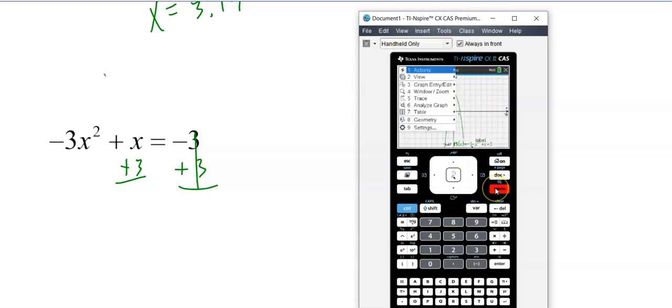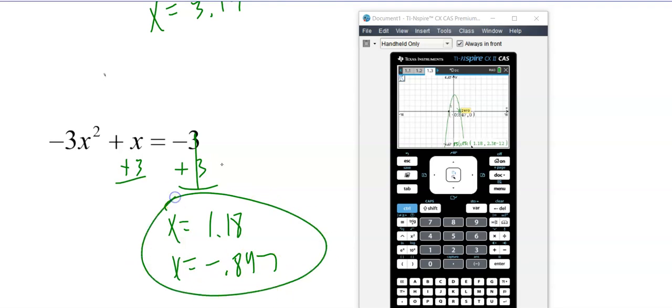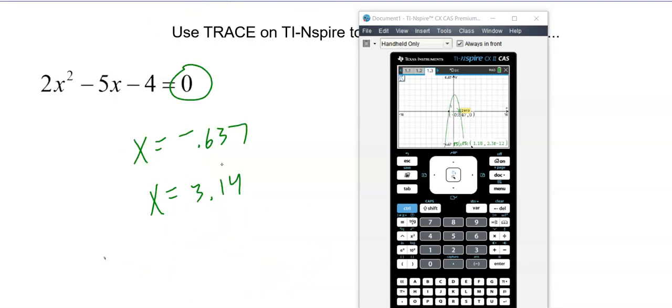If you want to hit menu 5.1, go left. Looks like negative 0.847 and 1.18. So 1.18 is x and negative 0.847 is x. So there are two solutions. You want to write it in that form, and you've got it. That was a quick lesson. Good.